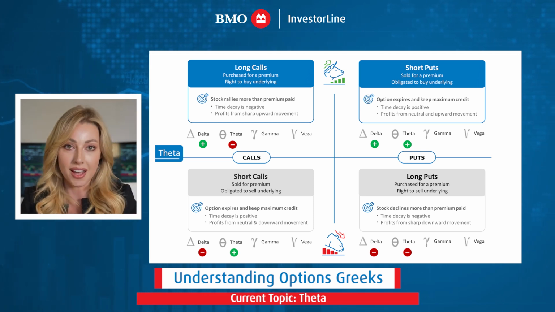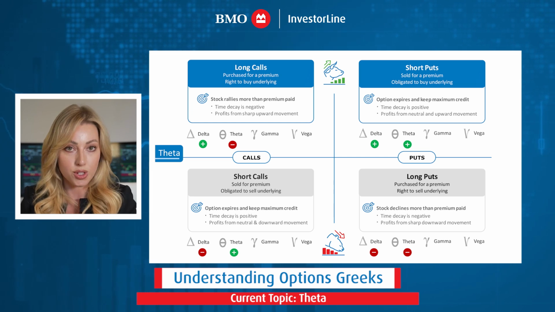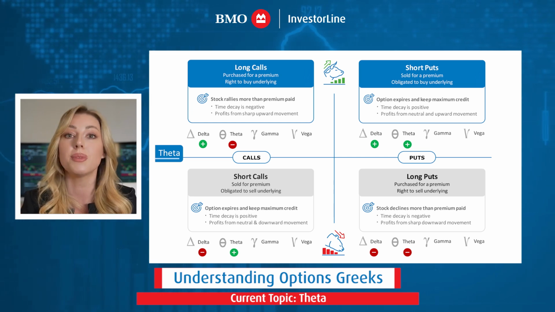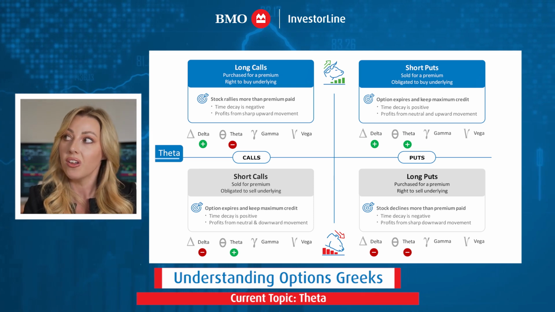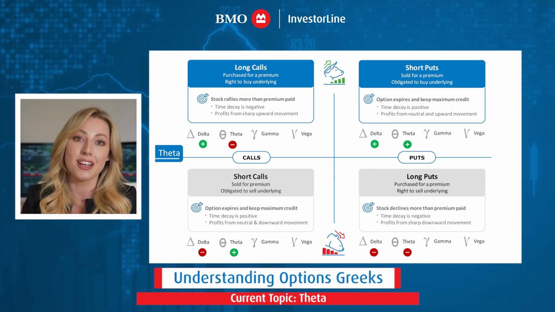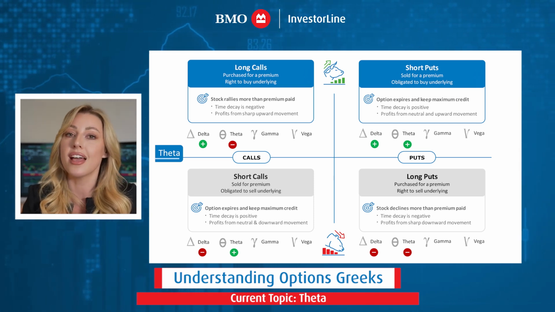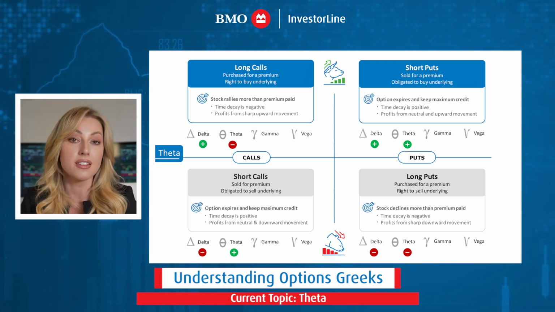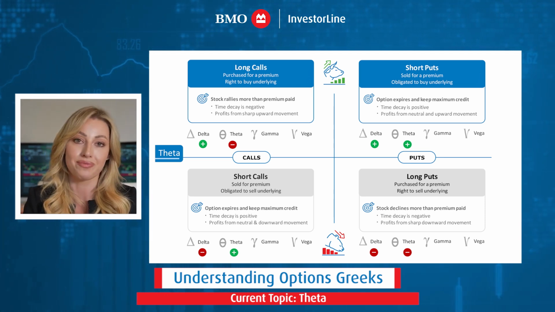So putting that all together, we have a negative theta for purchased options, and we have a positive theta for short options. And to put it all in summation, it essentially means: if the option extrinsic value component decays, does it benefit me or not? If it does, positive. If it does not, negative. Any questions there?